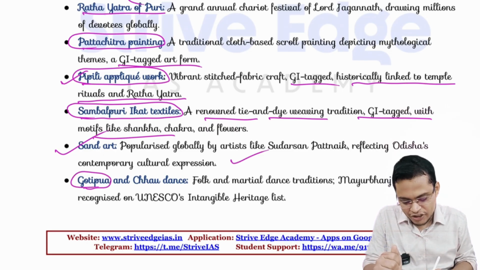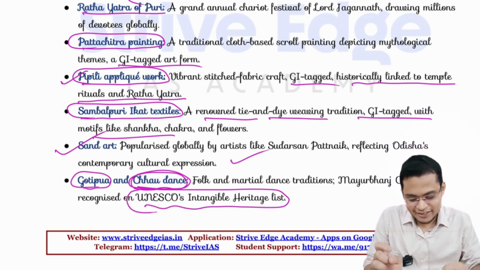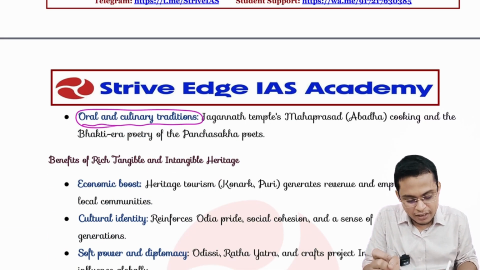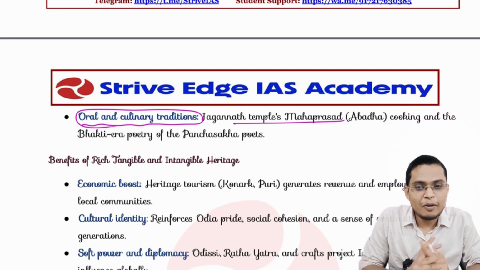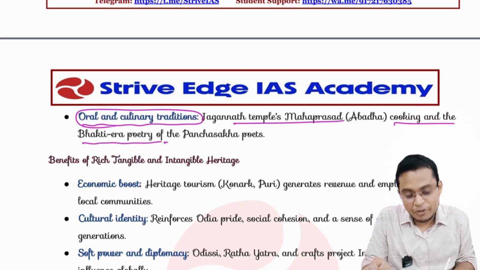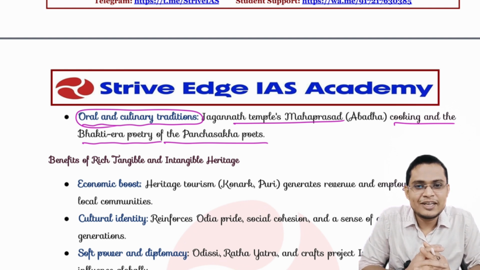Next is Gotipua and Chau dance. Chau dance is part of the UNESCO intangible cultural heritage also, so you have to discuss these things. Then oral and culinary traditions, for example, the Jagannath Mahaprasad, the abada is famous all over the world. I think it's mouth watering, very delicious food. Then cooking and Bhakti era poetry, the Panchashakha, they are also famous. The Bhakti of Gita Govinda of Jayadeva is also famous all over Odisha.